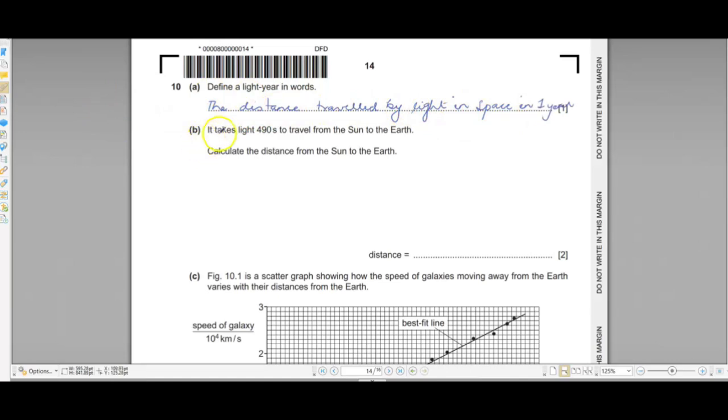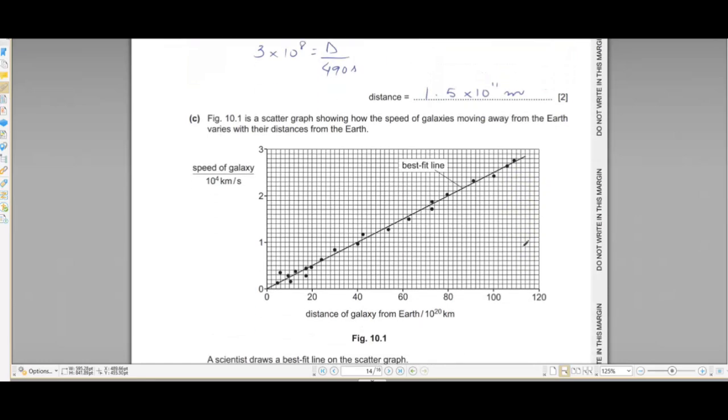Moving on to part B, it takes light 490 seconds to travel from the sun to the earth. Calculate the distance from the sun to the earth. We know that the formula is speed is equal to distance over time. We know the speed of light to be 3 into 10 raised to the power 8 meters per second. We have to find the distance, and for time we have 490 seconds. So 490 into 3 into 10 raised to the power 8 is going to give us a distance of 1.5 into 10 raised to the power 11 meters. So this is a very simple question.